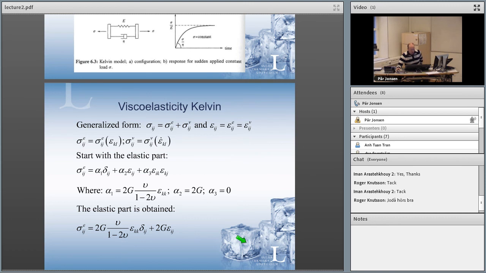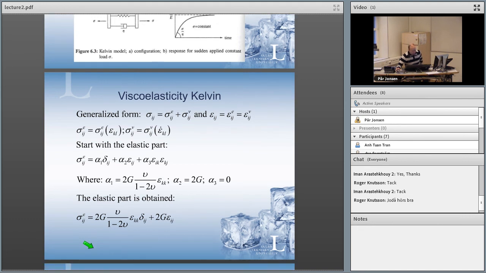So then, in the same manner, you split the stresses in the system, but the strains you keep together. It's the same. And in tensor form, you have that the elastic stresses are dependent on the strain tensor, and also that the viscous one is dependent on the strain rate tensor. So you have a differentiation on time there, change of time.